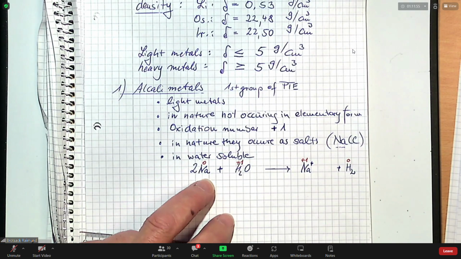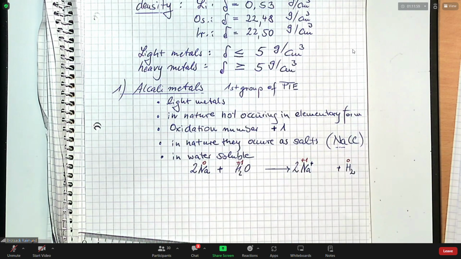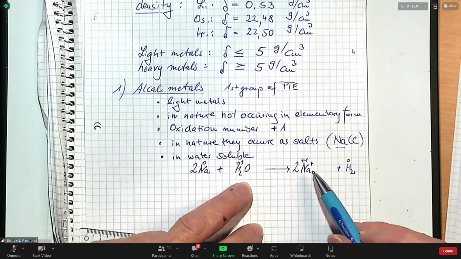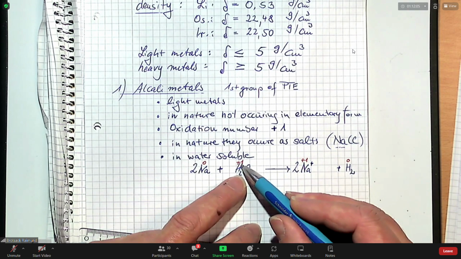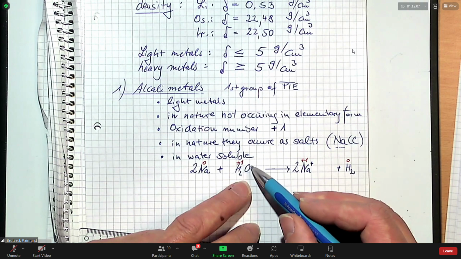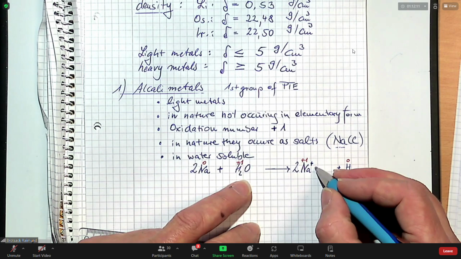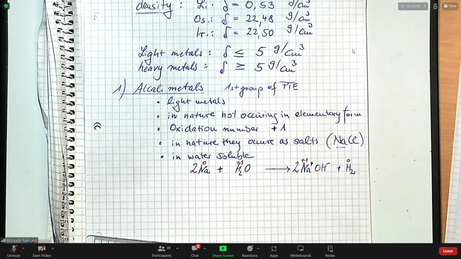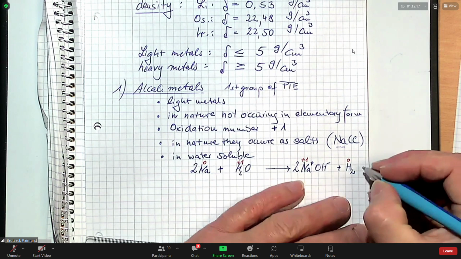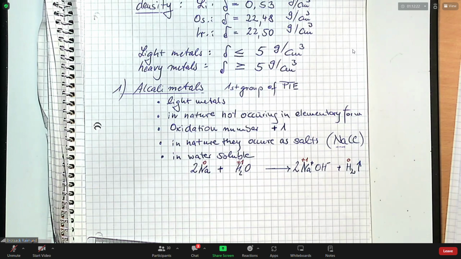And if we have 2 of them, we will even have 2 of them here. And what will be the rest? We have now 2 positive charges here. And now we take away a proton here. What results? OH minus. So we have sodium hydroxide and the hydrogen gas is formed. So bubbles will come out of the aqueous solution.